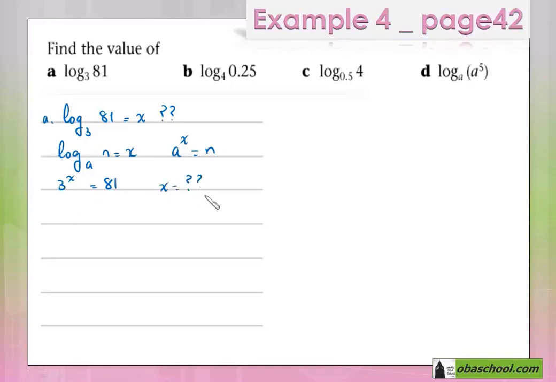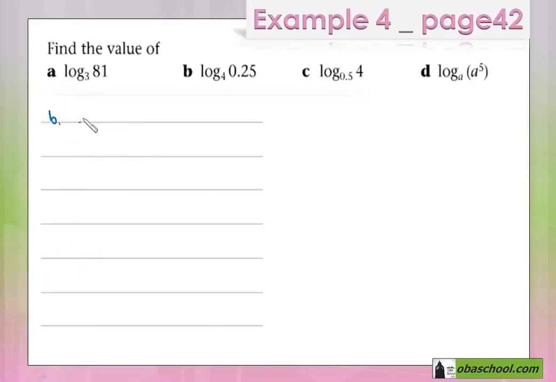How much is x? We also know that 3 to the power 4 is equal to 81. And so in such case, x would be equal to 4. Since 3 to the power 4 is equal to 81, this means that the missing value x is equal to 4, and that would be log base 3 of 81 equal to 4, which is the final answer for the first example A.